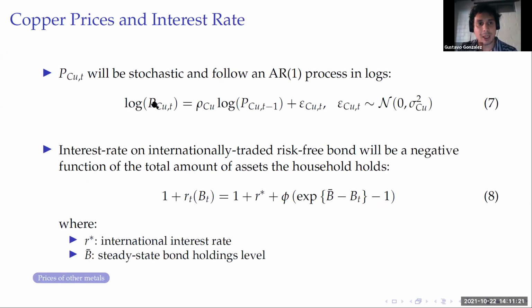Okay, copper prices and interest rates is the last part of the model. We have that copper prices will be stochastic and will follow an AR1 process in logs. And we'll have that the interest rate in the economy will be in the spirit of Schmitt-Grohé and Uribe. So it will depend on the international interest rate on risk-free bonds, and there will be a premium that will depend on the amount of assets accumulated. Okay.